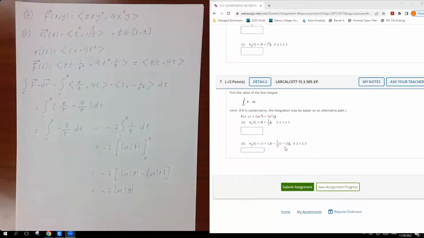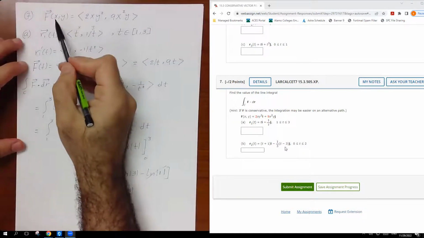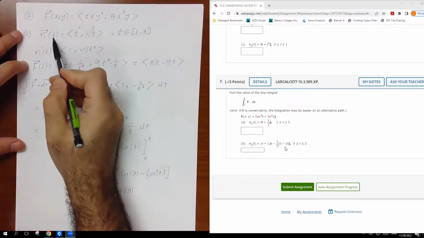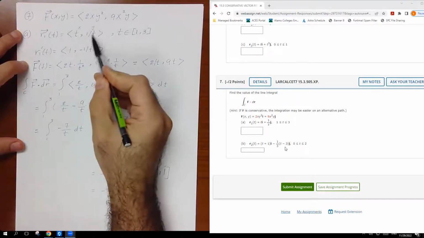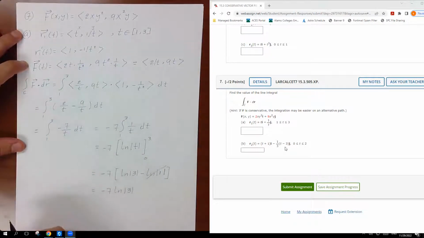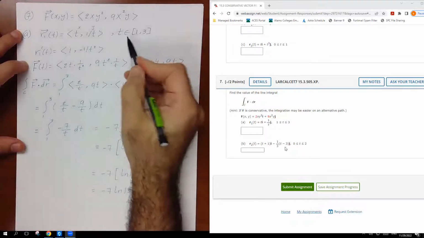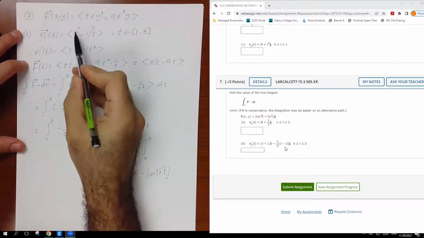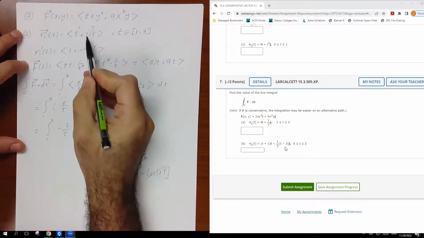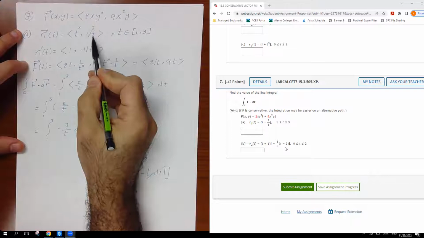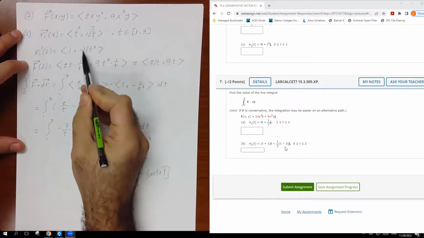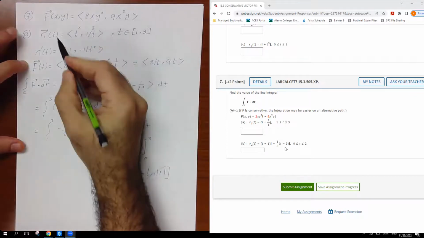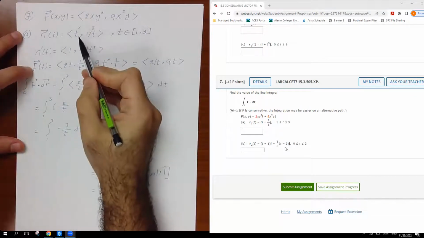So for f of x y, I'm going to write down in component form. R1 of t equals t and 1 over t, and t between 1 and 3. R1 prime is going to be, find the derivative here, 1. To find the derivative here, you have to use the quotient rule, which is going to be negative 1 over t squared. Now let's write down f with respect to t.